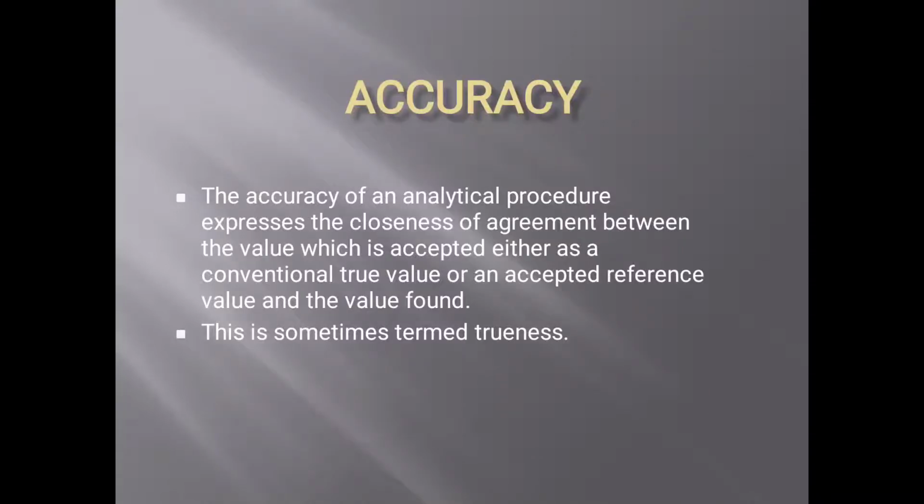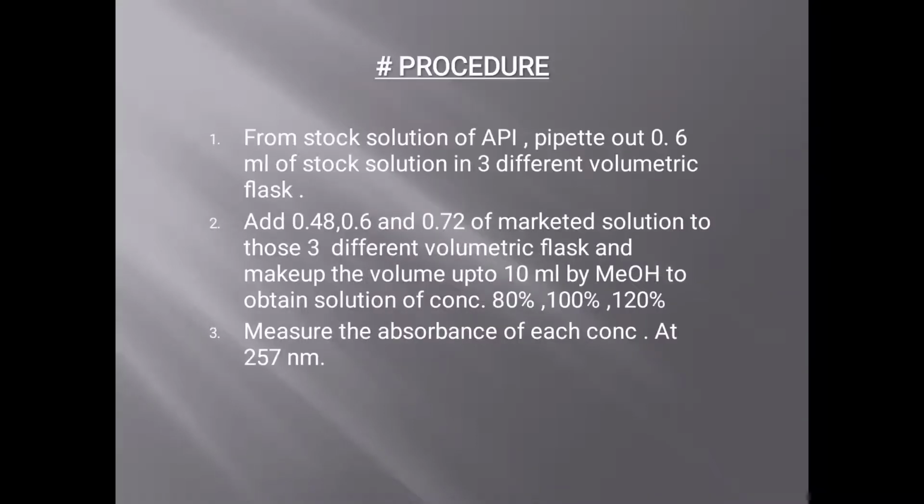So let's start with accuracy. The accuracy of an analytical procedure expresses the closeness of agreement between the value which is accepted either as a conventional true value or an accepted reference value and the value found. Accuracy is sometimes termed as trueness. Then we are going to see the procedure.